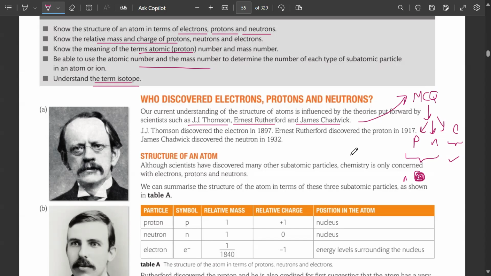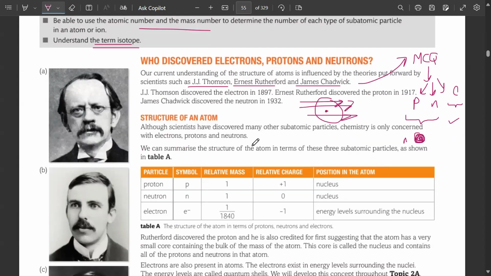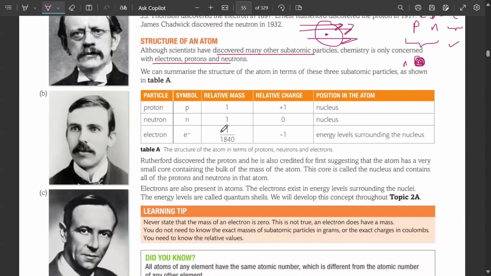99.999% of the mass of an atom is just due to a small dot, which is the nucleus. Just this small dot contains all of the mass of the atom. The rest is just an empty area, which he proved by an experiment as well. Although scientists have discovered many other subatomic particles, chemistry is only concerned with the three subatomic particles. So if we talk about their relative masses, protons and neutrons have a mass of 1, whereas the electron is 1840 times smaller than both of them. And proton has a +1 charge, electron has a -1 charge, and neutron has a neutral charge.